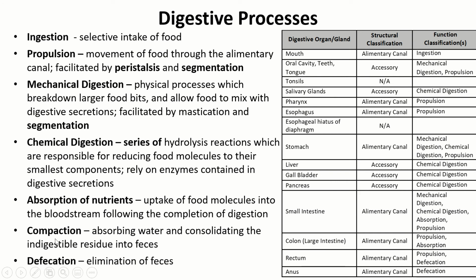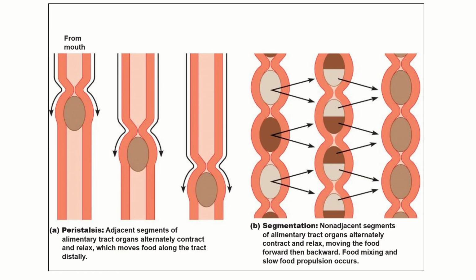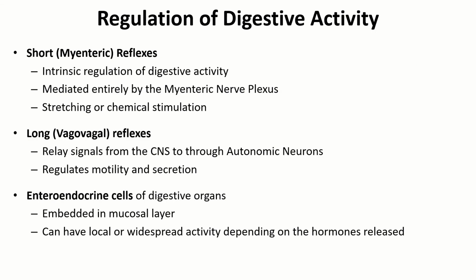Compaction helps you to consolidate indigestible residue into feces. That's going to be carried out by the colon or the large intestine. And of course, defecation itself only carried out here by the rectum and the anus. So make sure you know which digestive processes are carried out by each organ. And of course, understand how all of this is going to be regulated.